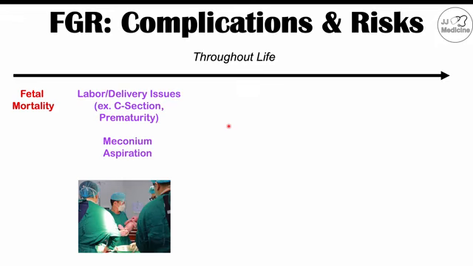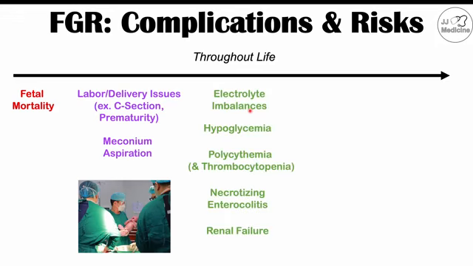Some other complications from fetal growth restriction include electrolyte imbalances. So we can see different electrolyte imbalances like hypokalemia. We can also see hypoglycemia. So hypoglycemia is a low glucose level in the blood. This is due to low glycogen stores within the liver. So because of fetal growth restriction, the abdomen is going to be smaller than usual. It's not going to develop as it should. The liver is not going to develop like it should, and it's not going to have stores of glycogen like it should. So this is going to lead to issues with neonatal hypoglycemia.